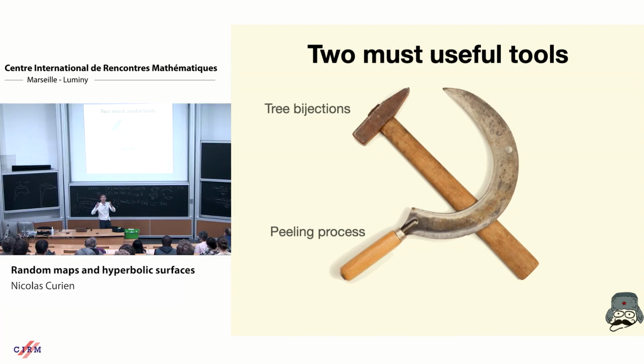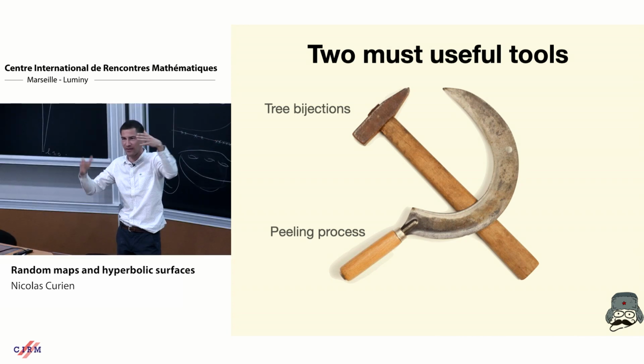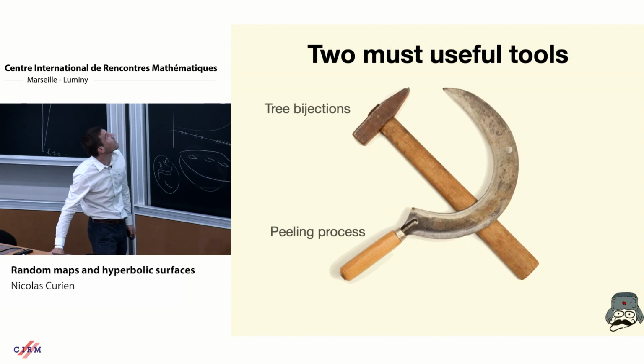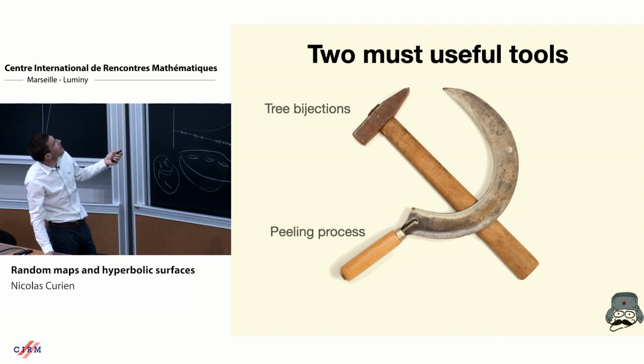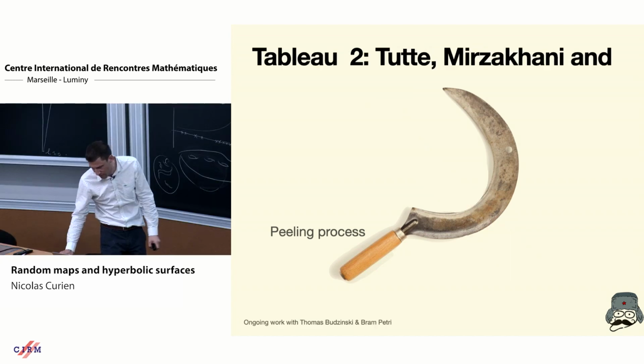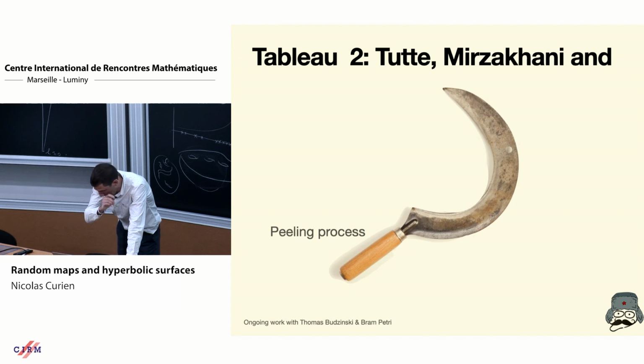Now I will present you a few tools that we use in random maps and that you use in hyperbolic surfaces, and show you striking similarities. So two tableaus, one dealing with the pinning process and one with tree bijection. So let's start with the first tableau, Tutte, Mirzakhani, and the pinning process. Okay.